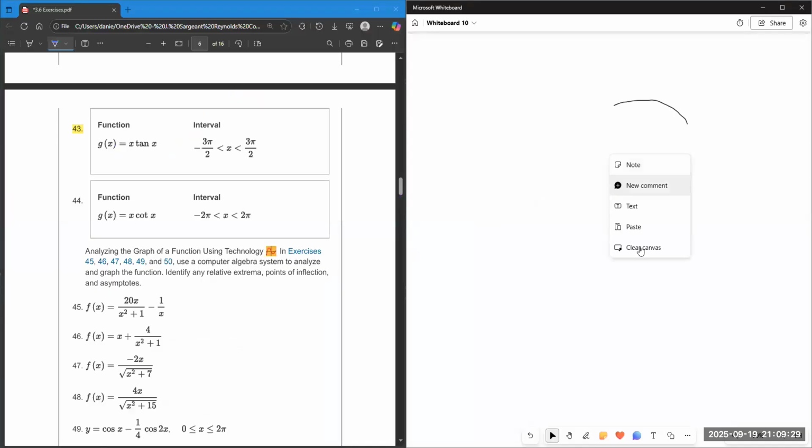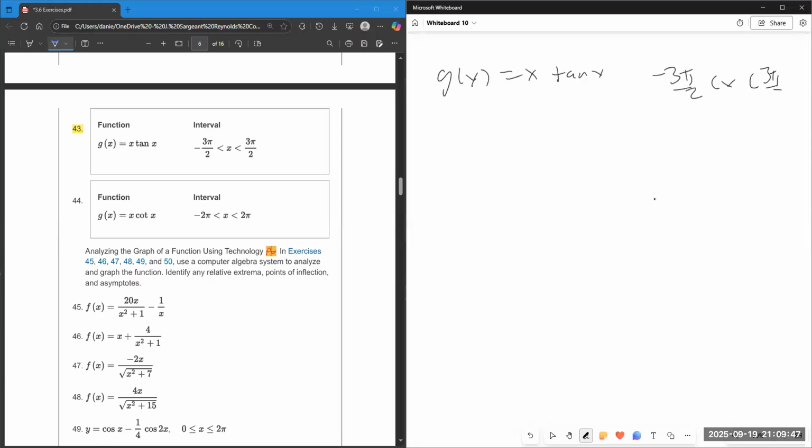All right, number 43. 43 says g of x is equal to x tan x on the interval from negative 3 pi over 2 to 3 pi over 2. So let me just go ahead and kind of sketch a graph of this.